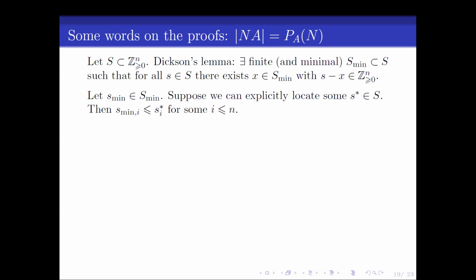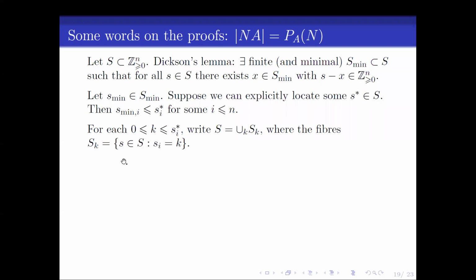Now, this means that there's some coordinate i, we're in n-dimensional space, some coordinate i, for which the ith coordinate of the minimal element is smaller than S_i star. Otherwise, this would have no right to be called a minimal element. Now, I could remove it from the set S min without losing any of the structure. So I bounded one coordinate of the thing I wanted to control. That's not bad. I need to bound all the coordinates.